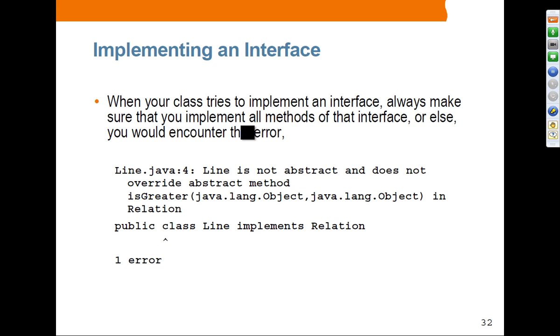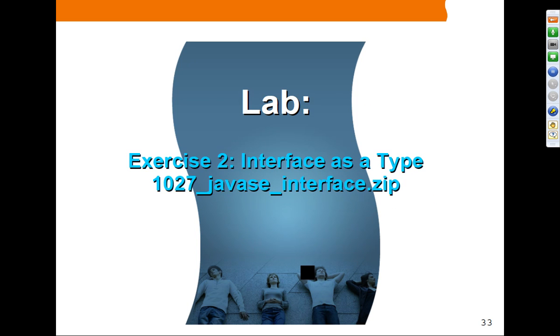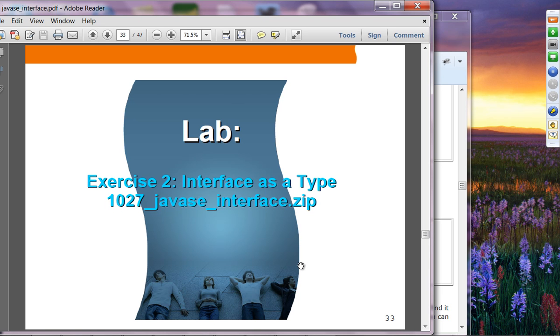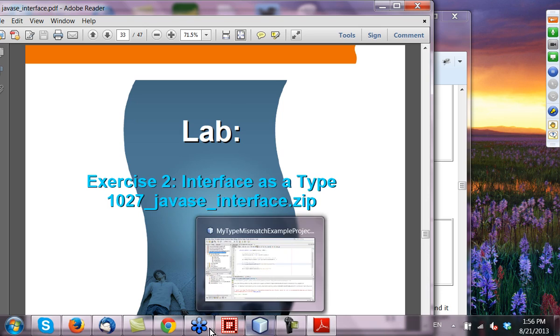This is an example of compiling an implementation class that has not implemented all abstract methods. The message says the class is not abstract and does not override abstract method. The error message is a little bit cryptic, but basically when your implementation class forgot to implement one of the methods of the interface, this is the compile error that you're going to get. This is a very important concept, as I said before, so we'll actually do plenty of lab exercises on this. Let's go to exercise 2.